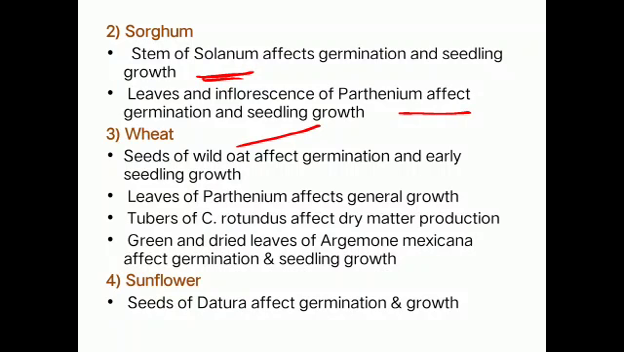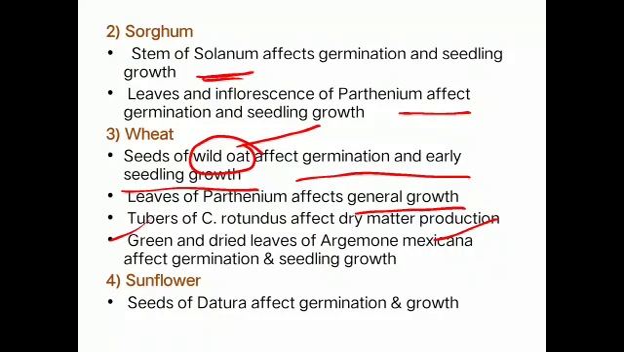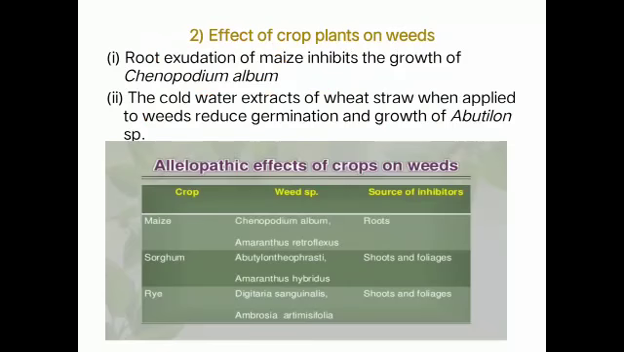Then wheat. Effect of weed on wheat: the seed of wild oat affects the germination and early seedling growth of wheat. Then leaves of Parthenium affect the general growth of wheat. Then tubers of Cyperus rotundus, motha, affect the dry matter production of wheat. Then green and dried leaves of Argemone mexicana affect the germination and seedling growth of wheat. Then the next crop is sunflower, and the seeds of Datura, a weed, affect the germination and growth of sunflower.